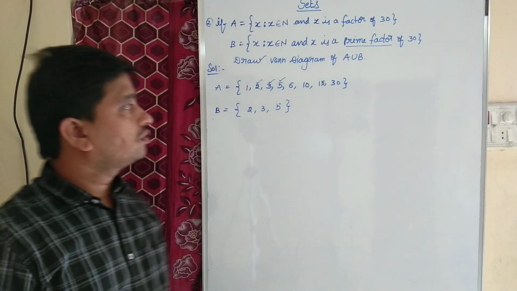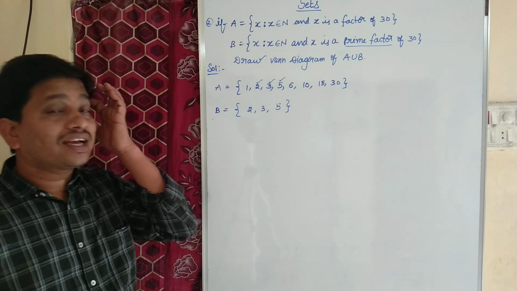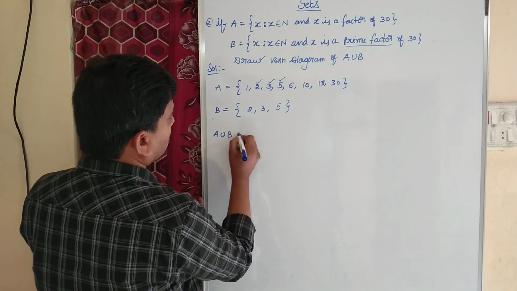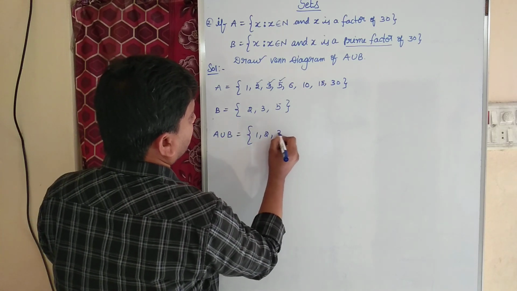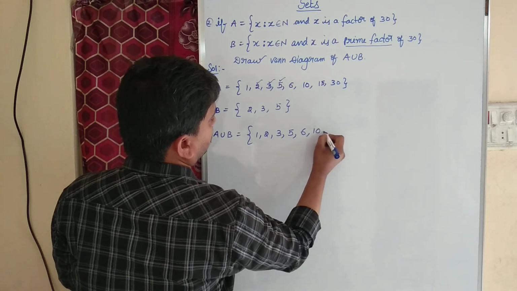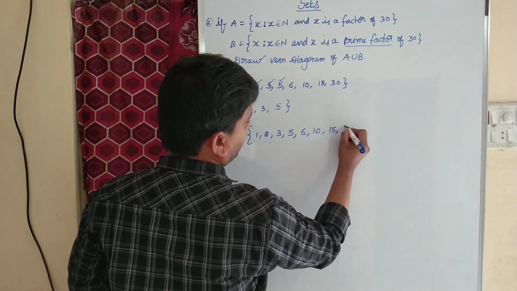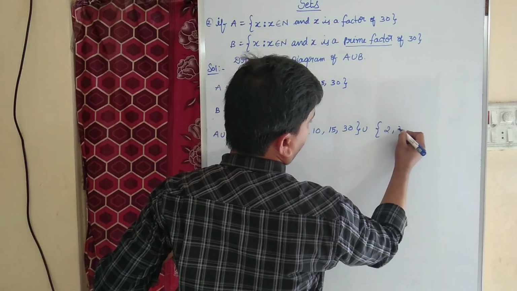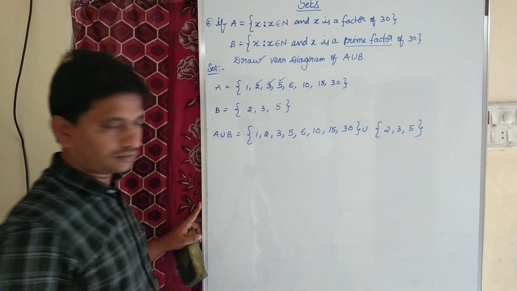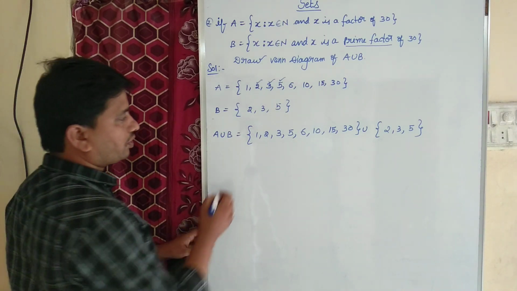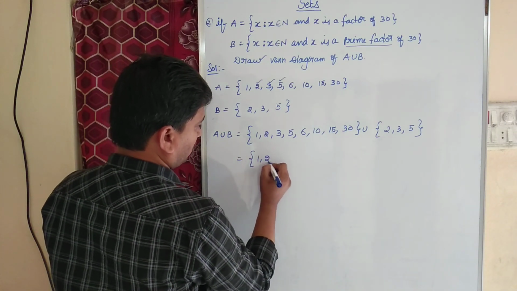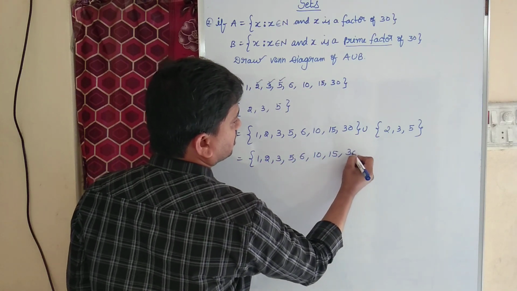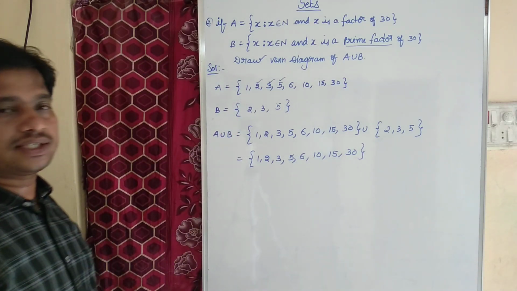Okay. Now they are asking to draw the Venn diagram of A union B. First let us find A union B. A means 1, 2, 3, 5, 6, 10, 15, 30. Union B means 2, 3, 5. Union means we need to write all the elements which are there in both the sets, right? A union B is 1, 2, 3, 5, 6, 10, 15, 30.